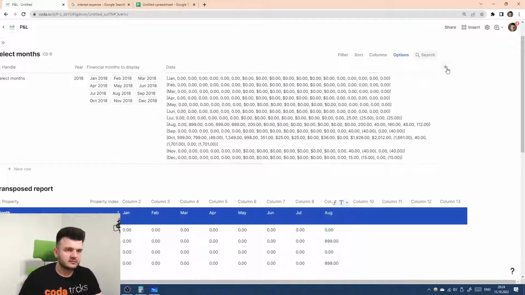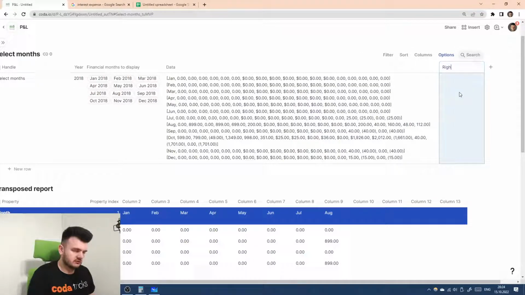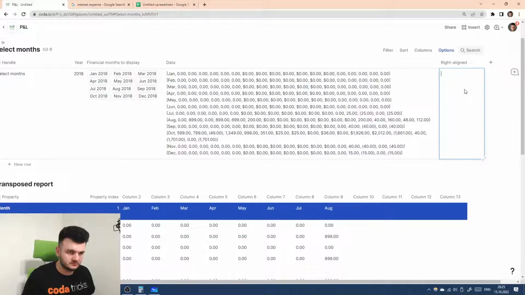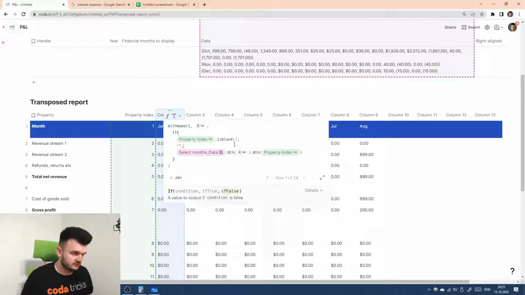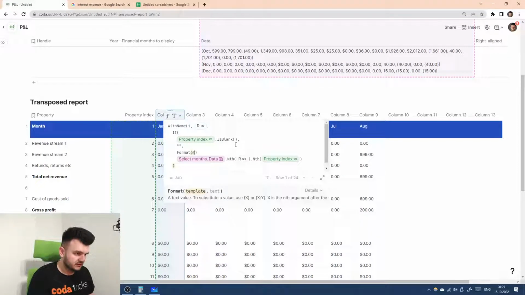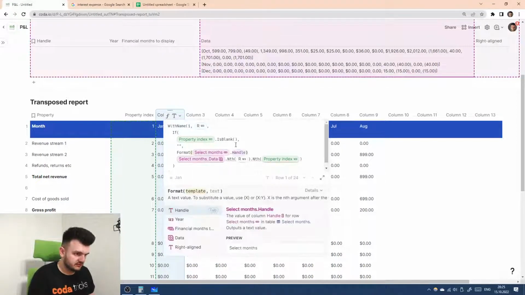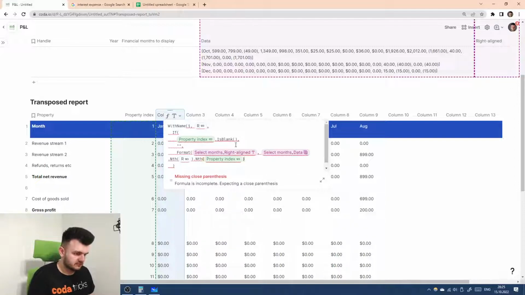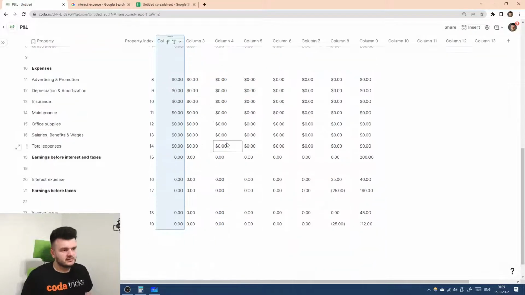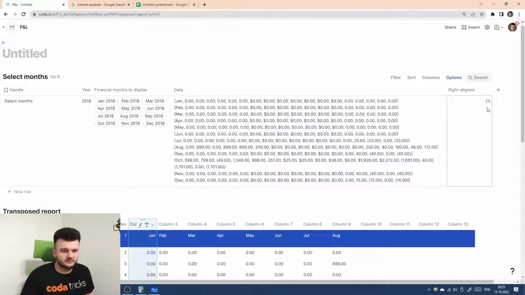in which case you can format it with the right aligned thing. So here's the trick that you can use. Right aligned: you make a format, you put it to the right, and you make yourself a format, select months right aligned, and supply the value to be formatted using this format.